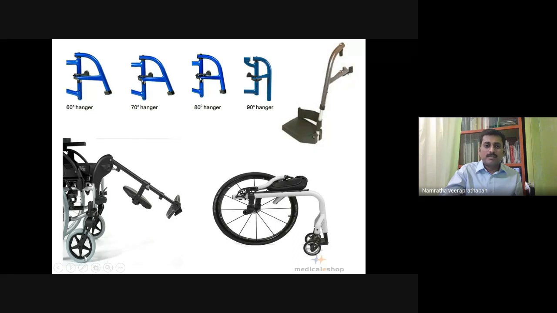And then elevating hangers. You have fixed hangers here. Each type of hanger plays a significant role. So we cannot just write 70-degree hangers for a patient. You cannot just write 60-degree hangers. You cannot just write elevating hangers. You're supposed to have clinical reasoning for each specification you are recommending.